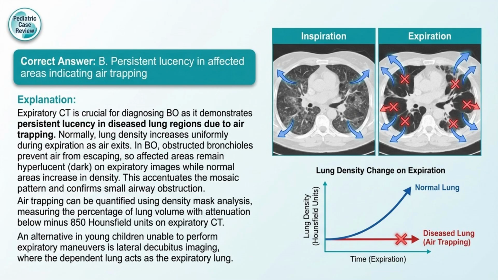The correct answer is option 2. Persistent lucency indicating air trapping. The graph and images explain that during expiration, normal lung tissue increases in density as air exits. However, obstructed bronchioles prevent air from escaping, so the affected areas remain abnormally dark or hyperlucent. This accentuates the mosaic pattern and definitively confirms the presence of small airway obstruction.